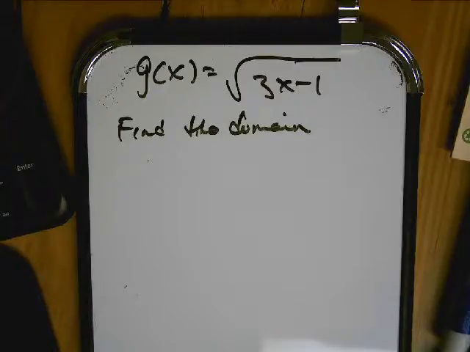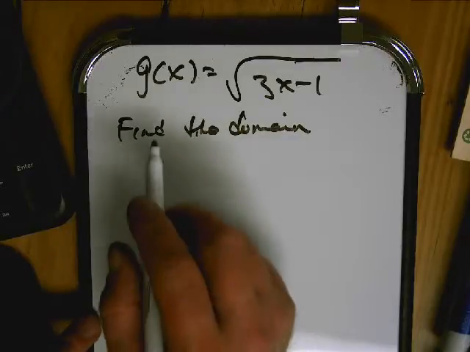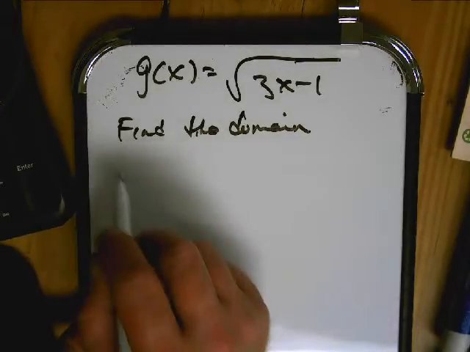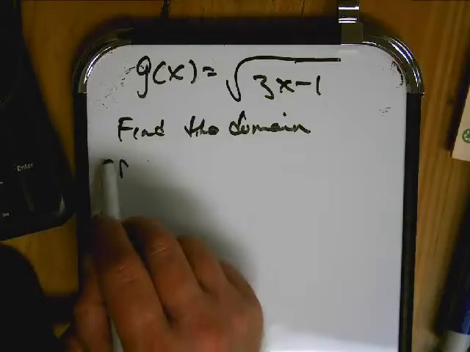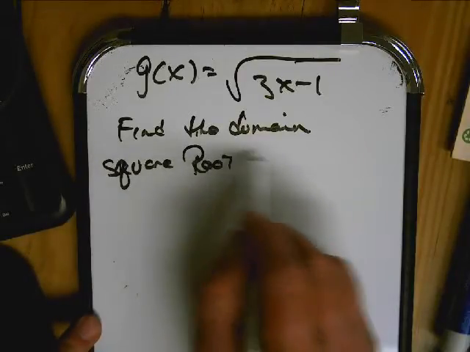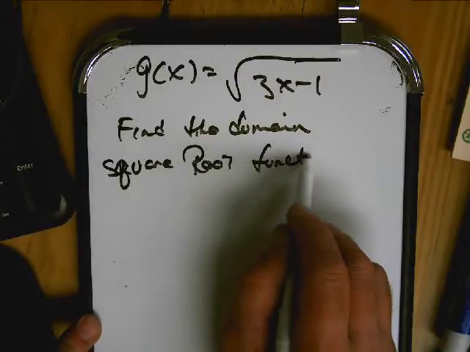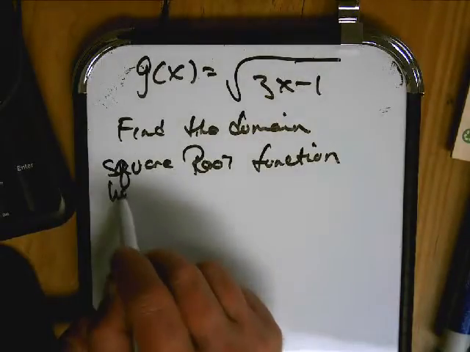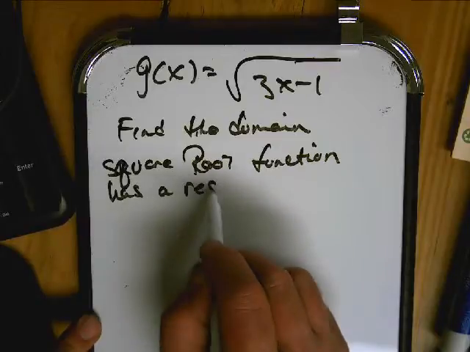Do square roots have issues? Is there domain issues? No. You can square root every number. No. No, you can't. What numbers can't you square root? You cannot square root negative numbers. So, a square root function has a restricted domain.